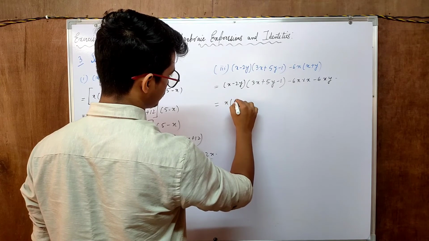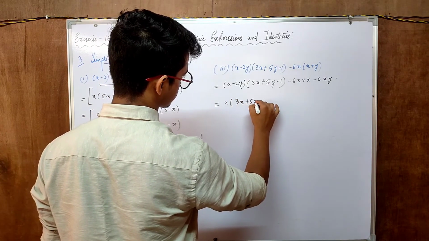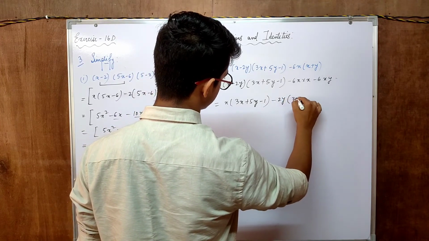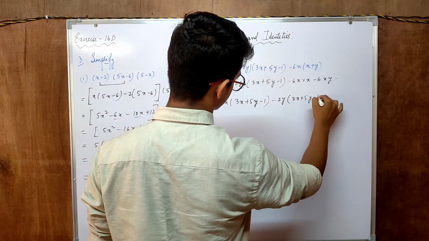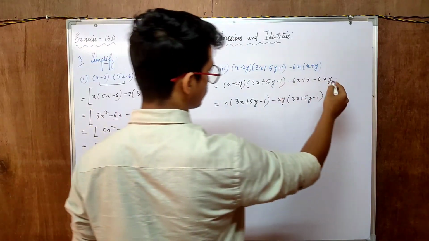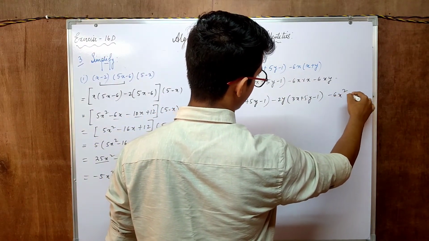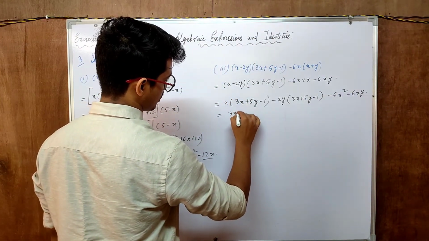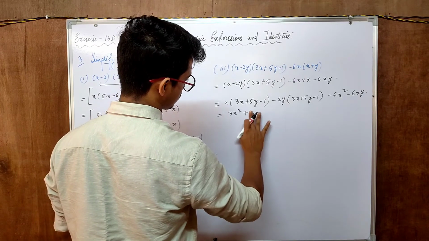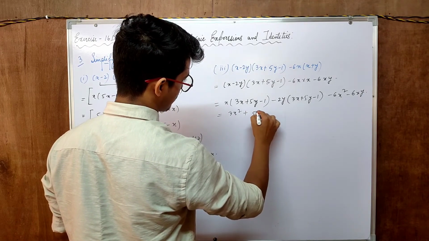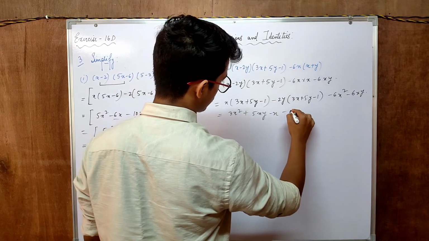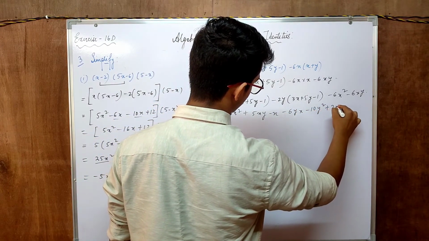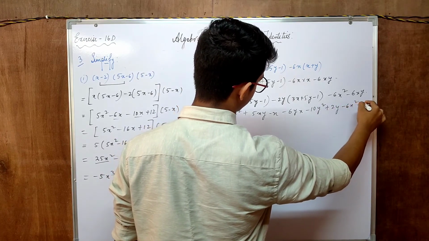So after that, let's just multiply this part. So x will be multiplied with the entire one, that is 5xy minus 1, and minus 2y will be multiplied with the entire one, which is 3x plus 5y minus 1. Okay, and let's just solve this part, which is 6x square minus 6xy. Multiply this one, 3x square plus 5xy minus x, and it will be minus yx minus 10y square plus 2y minus 6x square minus 6xy, right?